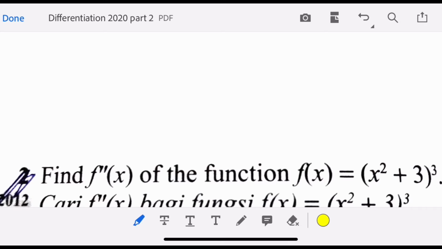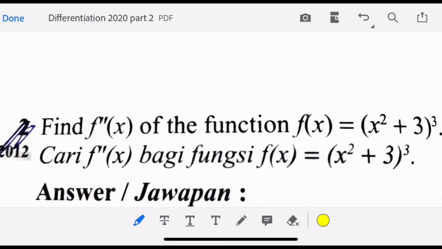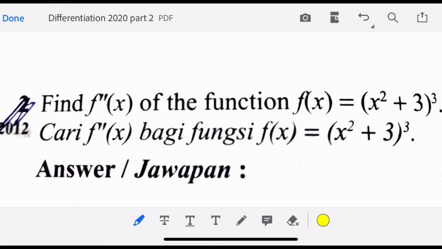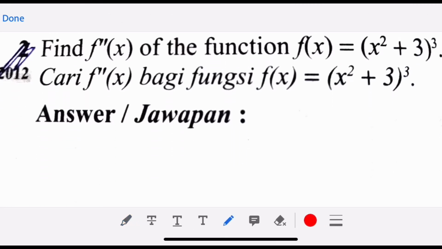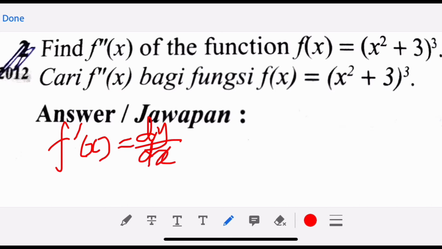Okay, now we go to number 2. Number 2, they give you f double prime. You see or not? Double prime means d2y/dx squared. You're asked to differentiate twice. So they give you f(x). First of all, we will find f prime x. F prime x is dy/dx. It's not the function, not the inverse function.